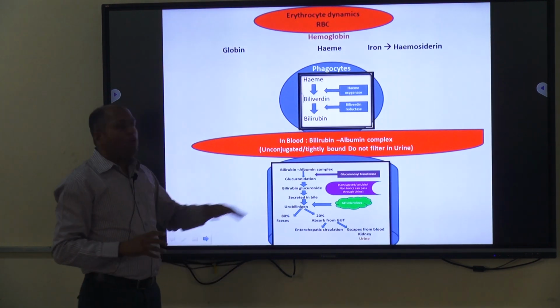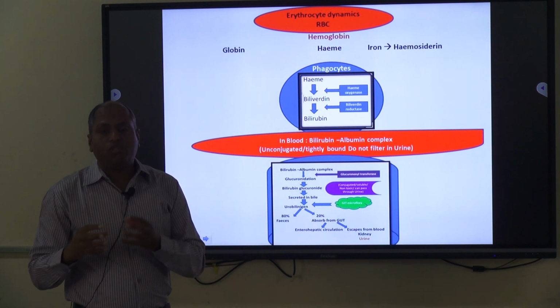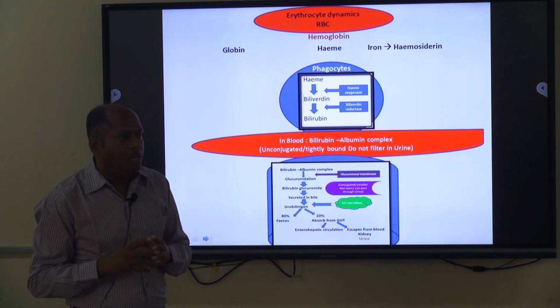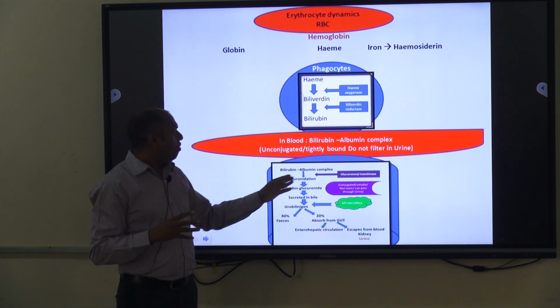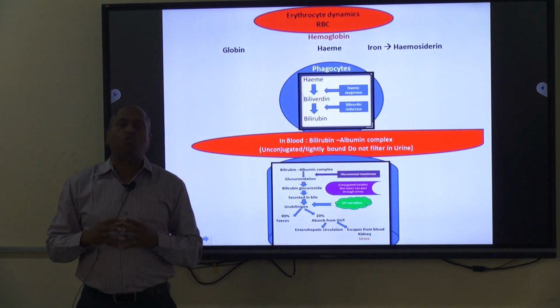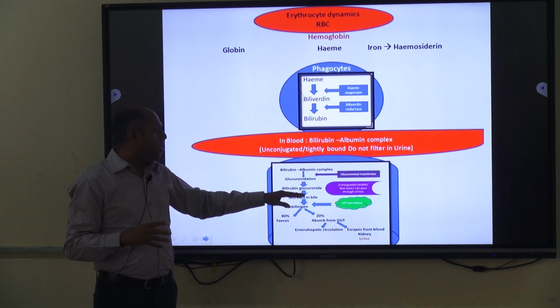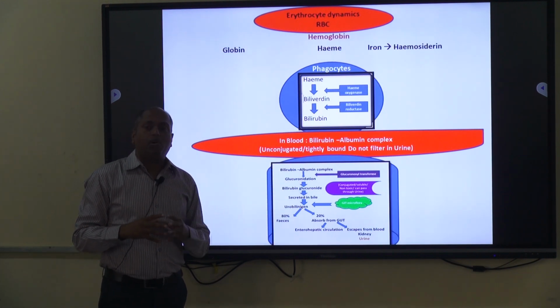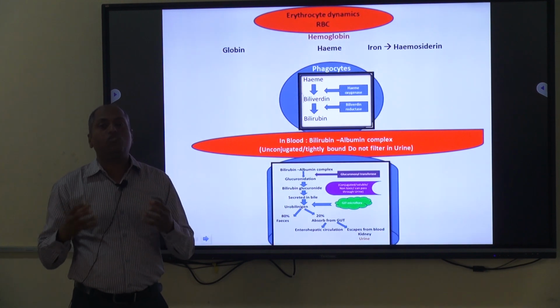Now, coming to the liver. The bilirubin comes into the liver and goes to the endoplasmic reticulum. Here the detoxification takes place by the enzyme glucuronyl transferase, and this process is known as glucuronidation. So bilirubin is converted into bilirubin glucuronide by the process known as glucuronidation, and it is also known as conjugation.